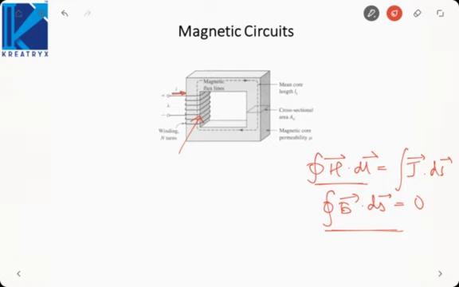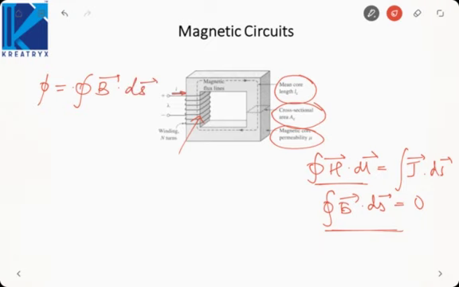The path taken by the flux has a total length LC, which is called the mean core length. It is nothing but the length of the path traversed by the flux. Then the cross-sectional area is AC, and the permeability of the core is mu. Now we can say that the flux induced will be integral B dot ds. The SI unit of flux is Weber. The magnetic flux density SI unit is Weber per meter square, or Tesla. This will be the flux induced.